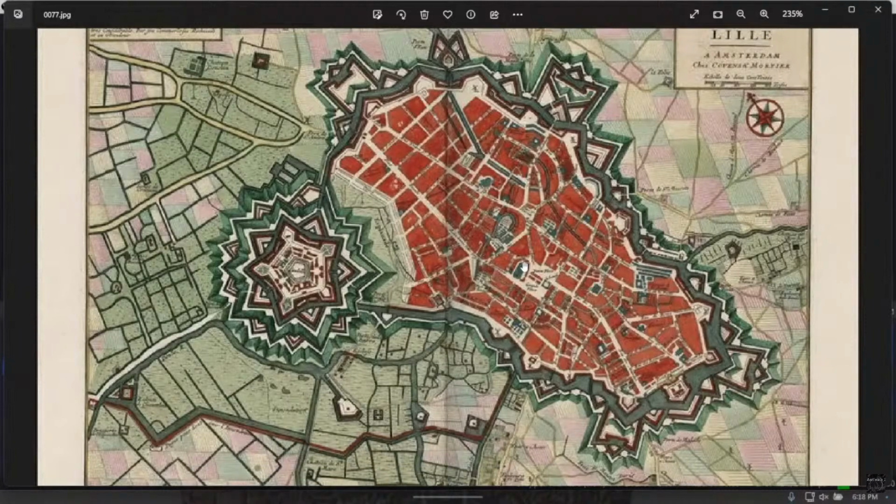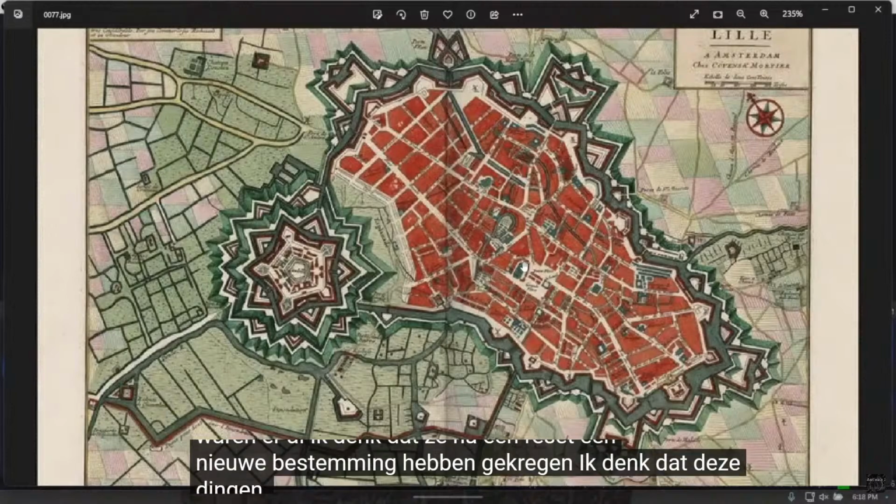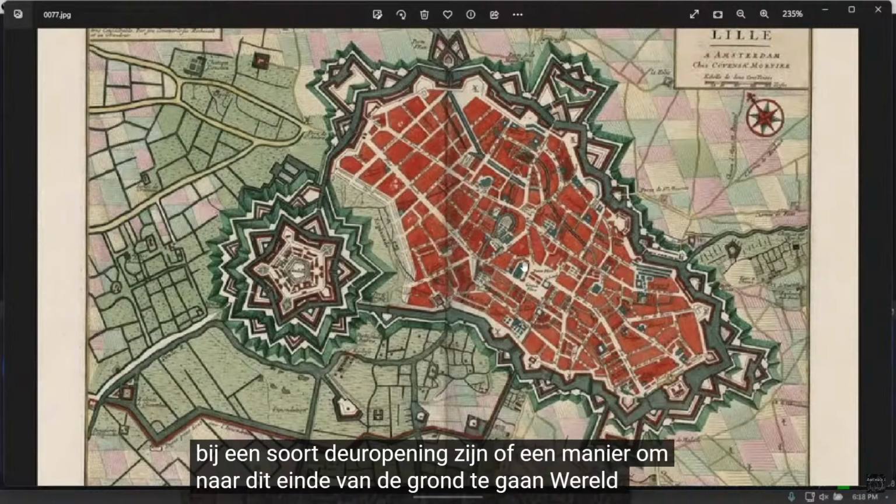I'll show you some evidence of these things being blitzed to some extent. But these things were there already. I think after a reset, they've been repurposed. I think these things go super deep, and I think they're some sort of doorway or a way to get to this underground world. Okay.